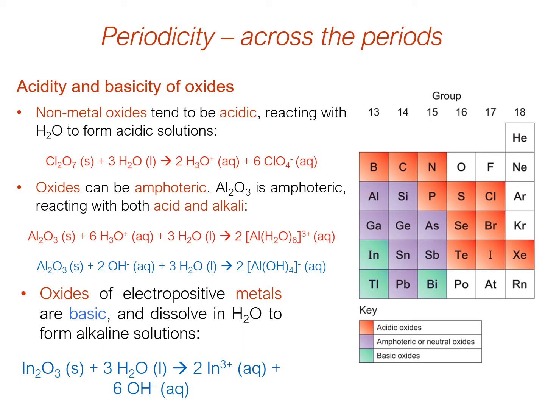So it follows a trend across a period: as the electronegativity goes up, things become less metal, more non-metal, and then the oxides of these elements go from basic to acidic.